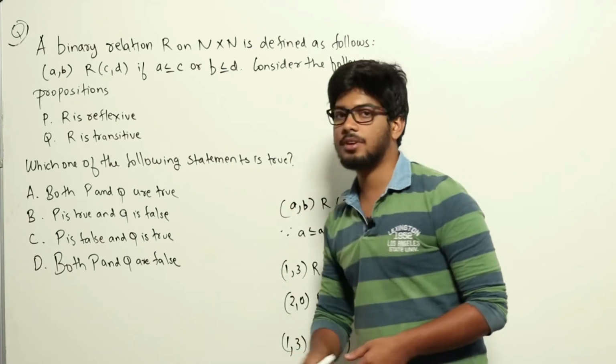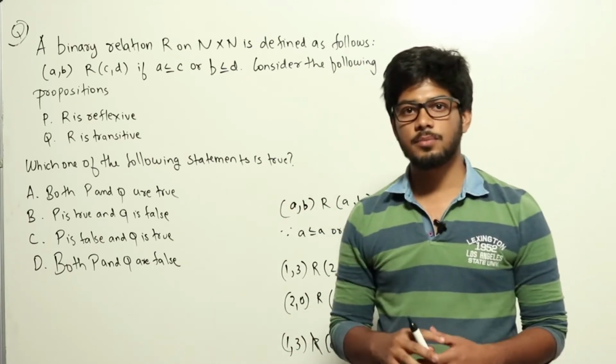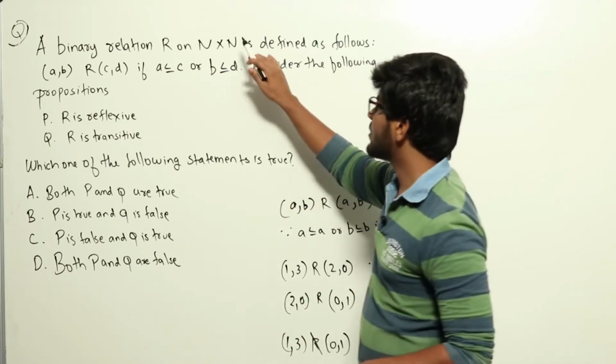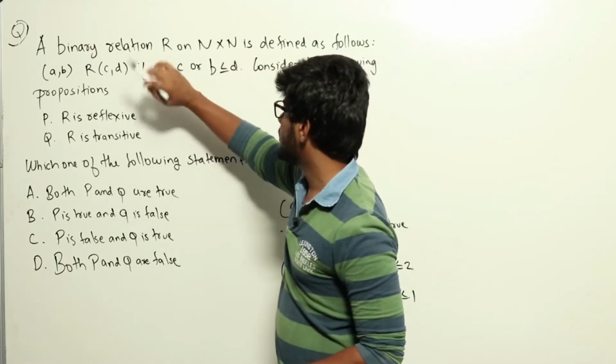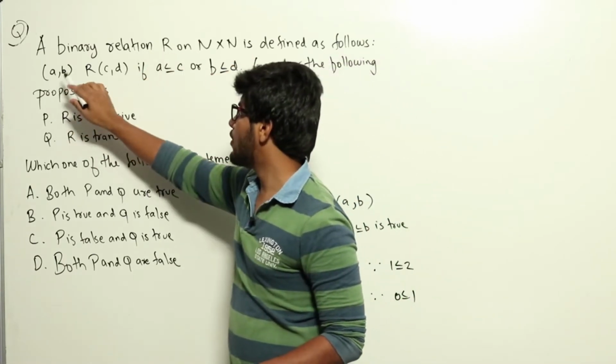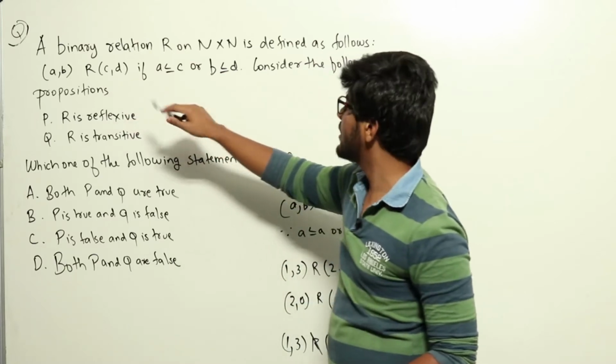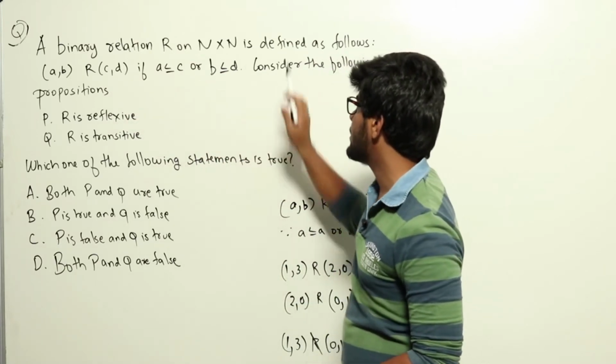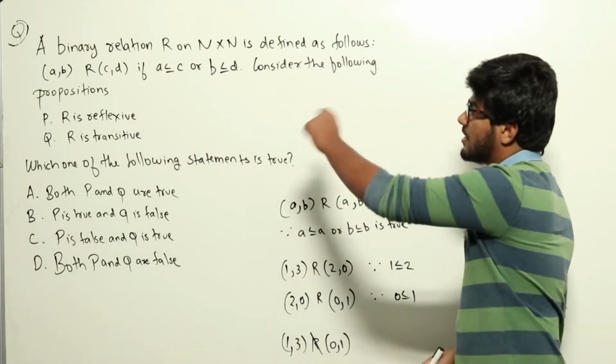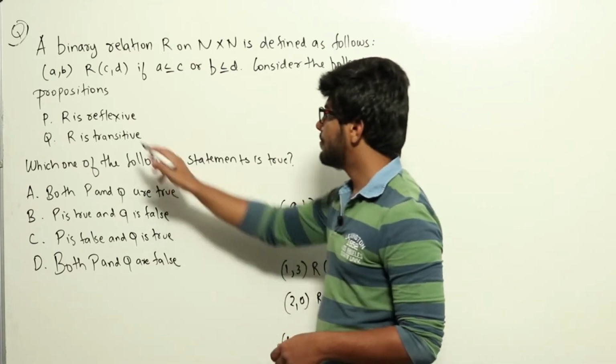Four statements have been given here. So this is a question from set theory. Here we are given this particular relation R, which states that (A, B) is related to (C, D) if A is less than or equal to C or B is less than or equal to D. Now let's take a look at the first statement.